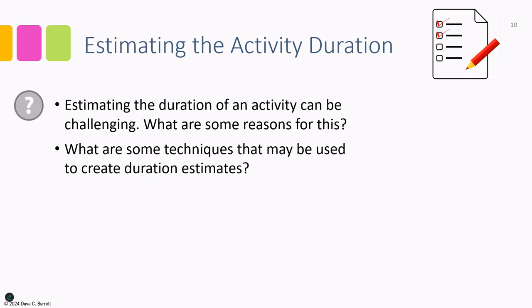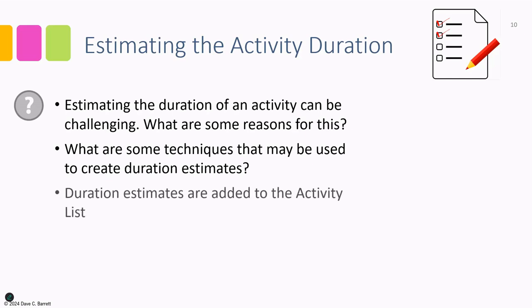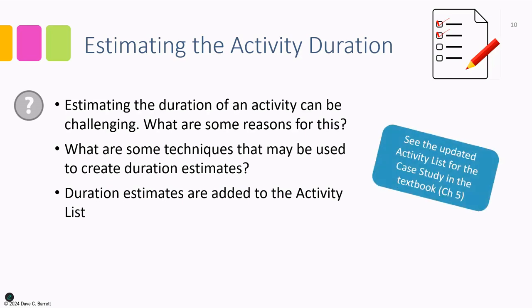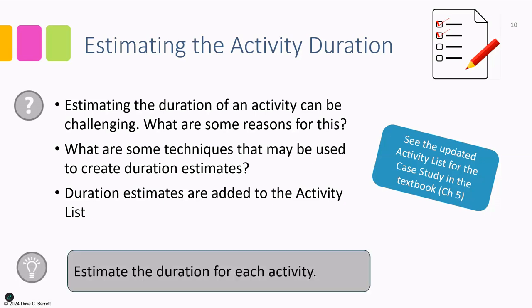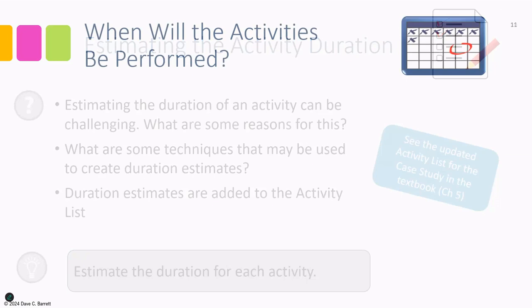Some of the techniques that may be used to create duration estimates, well, there are various techniques that are defined in the textbook. You can look at past projects. You can consider the work involved. You can check with others and so on to see what has been done or what their opinion is. So there's various techniques, and those are generally true of estimating overall. The duration estimates are then added to the activity list. And you can see the updated activity list, of course, in the textbook in chapter 5. So key idea, estimate the duration for each activity.